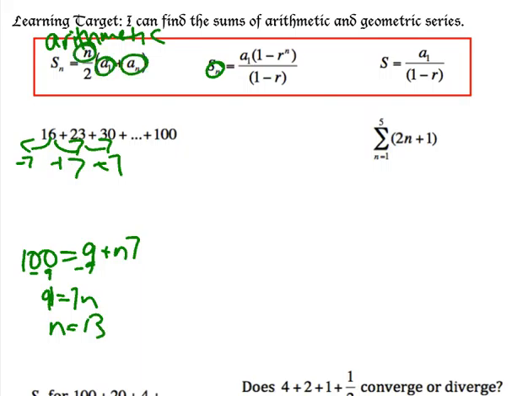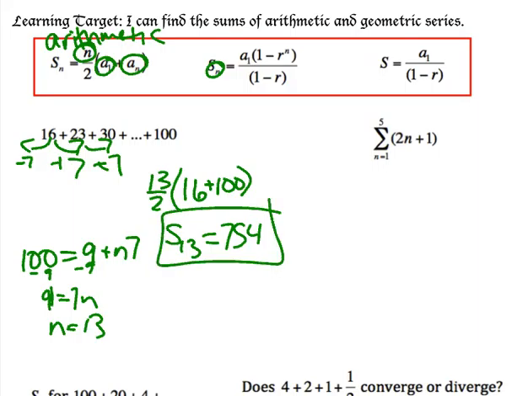Your first term is, or your n is 13 divided by 2 times the sum of your first term, 16, plus your last term, 100. Type it all in. So 16 plus 100, multiply by 13, divide by 2, and you get that the sum of the first 13 terms is 754. Now, if you have something that's already written for you in summation form, like this second problem, you want to determine, is it arithmetic or is it geometric, first off.